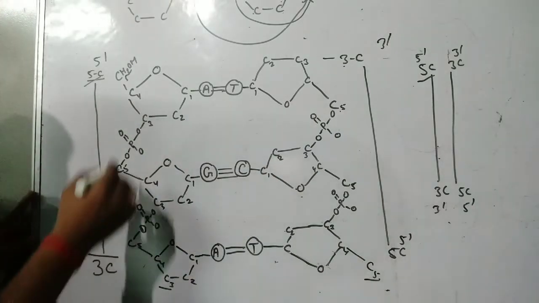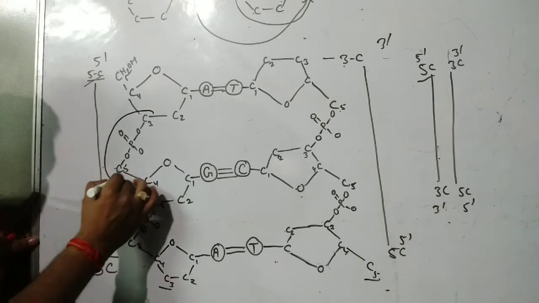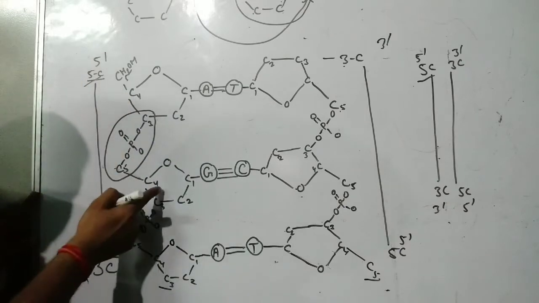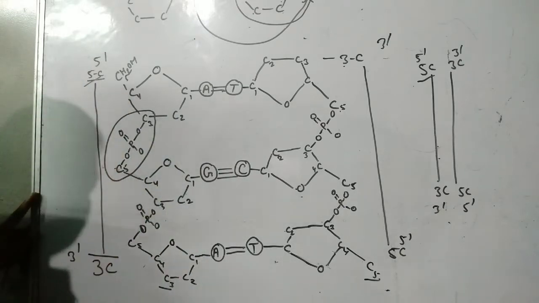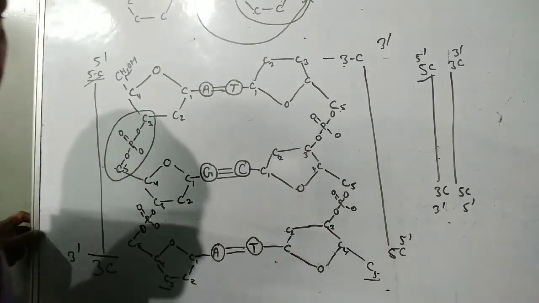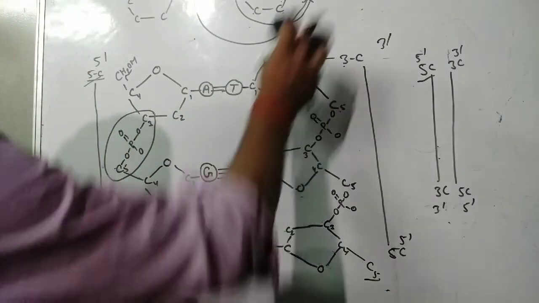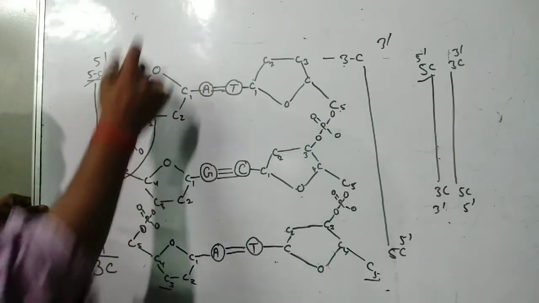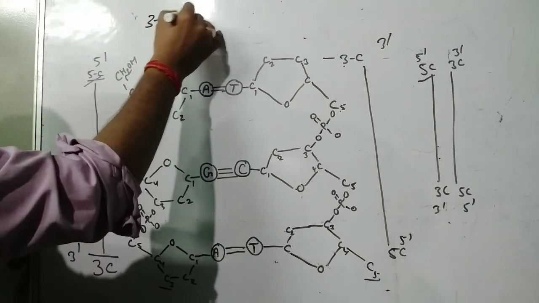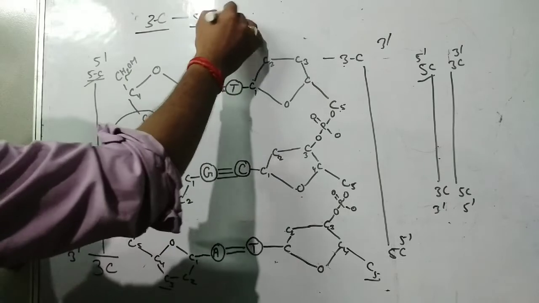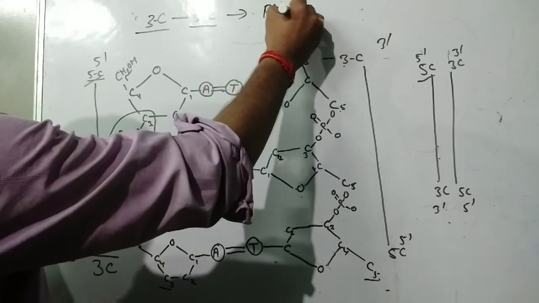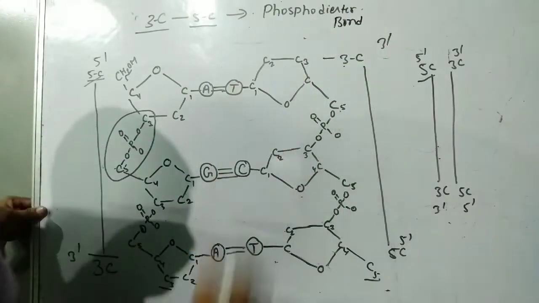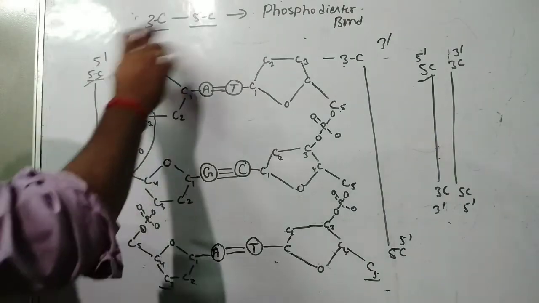Now one more important thing. As you can see, there is a bond between third carbon atom of first chain of nucleotide or deoxyribose and second chain. In the same way, so on. So how is this bond formed? What is the name of this bond? So this bond between third carbon atom and fifth carbon atom of another deoxyribose is a phosphodiester bond. This bond is a phosphodiester bond. This is a phosphodiester bond.